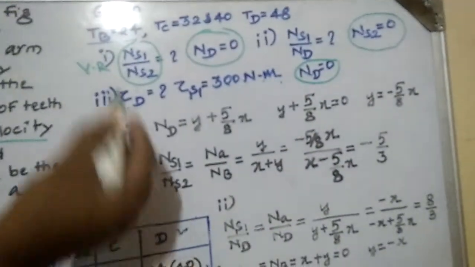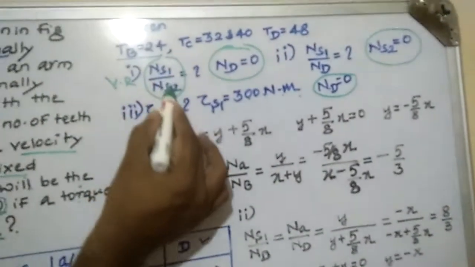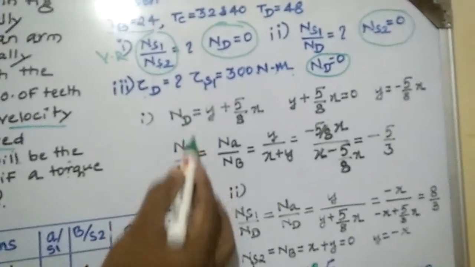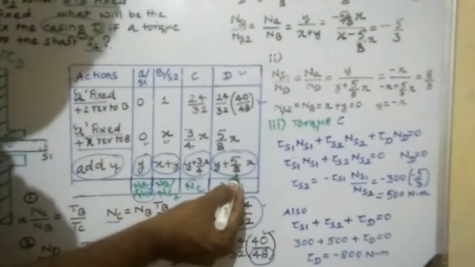Then as usual, first I'll go to NS1 divided by NS2. What is the velocity ratio? Look at this, this is the ND. ND is what? Y plus 5 by 8 X.